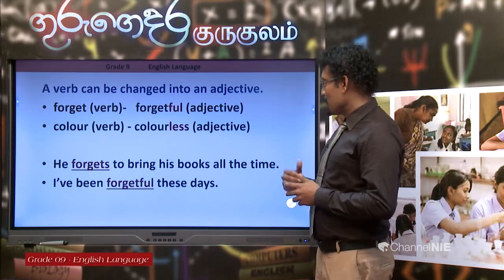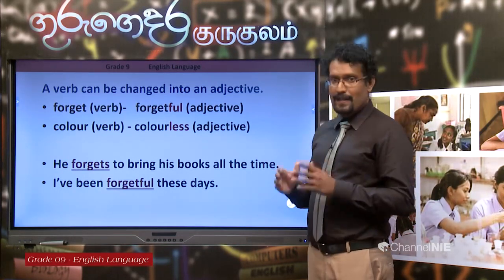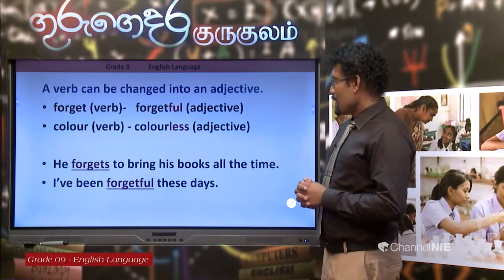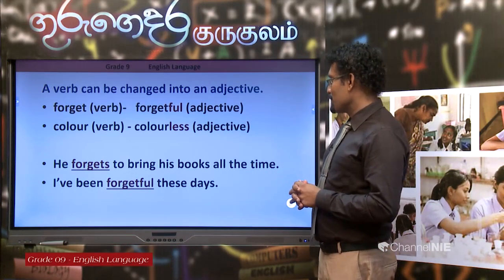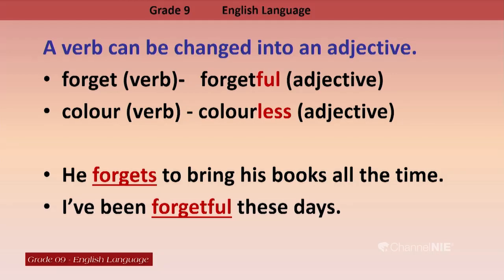So, there are two sentences for you to understand it very well. He forgets to bring his books all the time. I have a friend and he forgets to bring his books all the time. So, he leaves some books at home without bringing them to school. So, all the time the teacher blames him. So, he forgets to bring his books all the time.